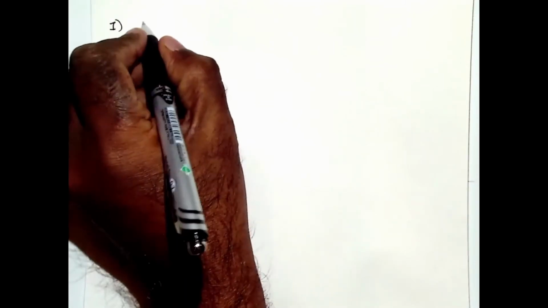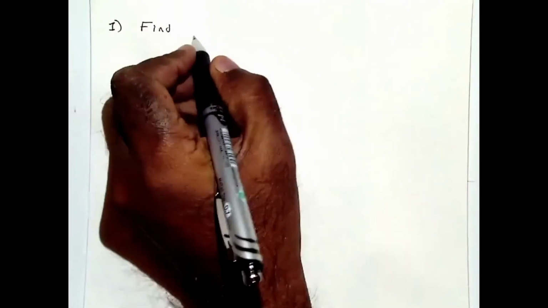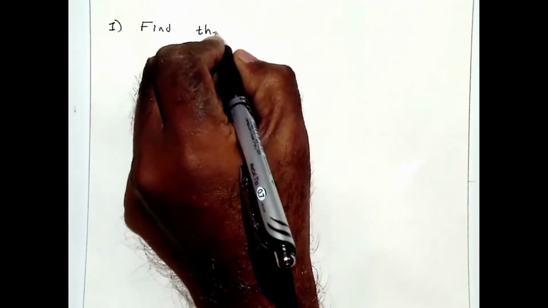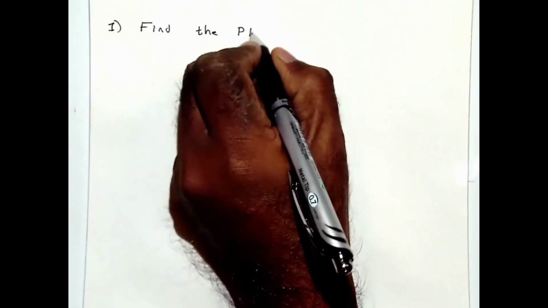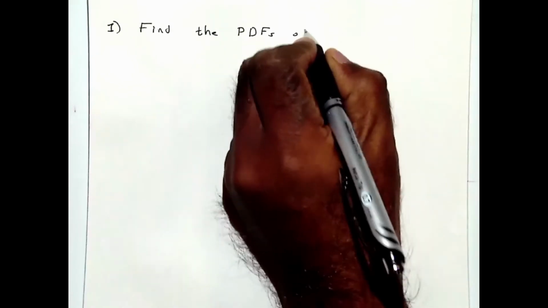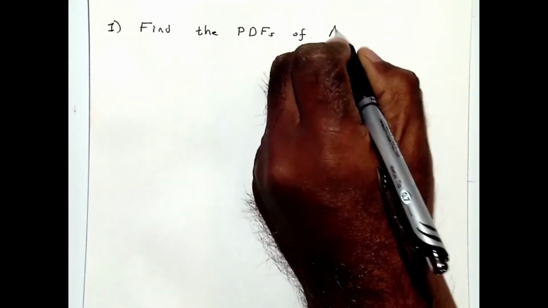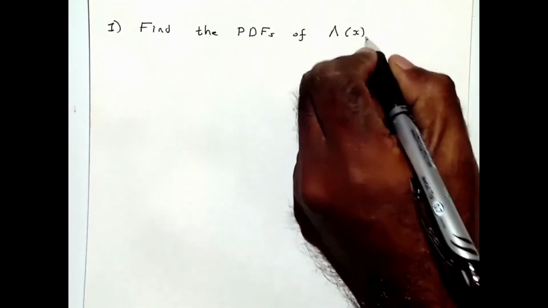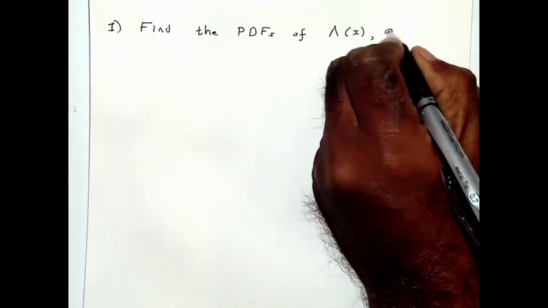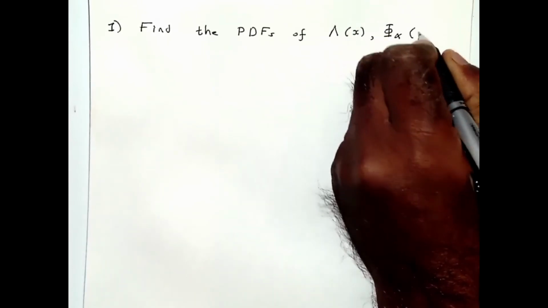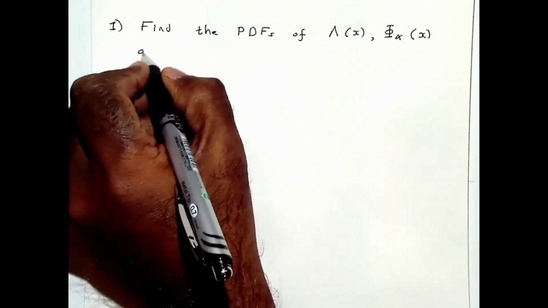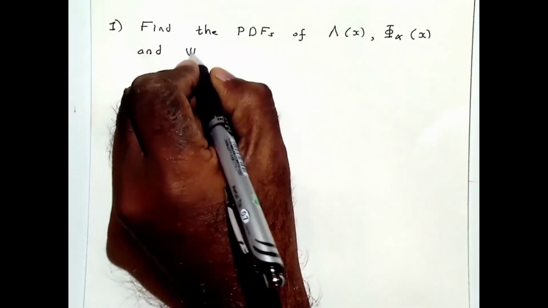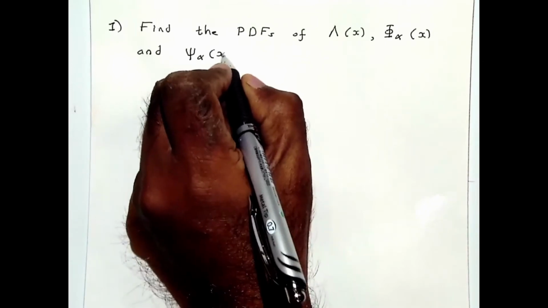Question 1 is to find the density functions, in other words the PDFs, of the following: the Gumbel CDF, which is denoted by this, the Fréchet CDF, which is denoted by this, and the Weibull CDF, which is denoted by this.